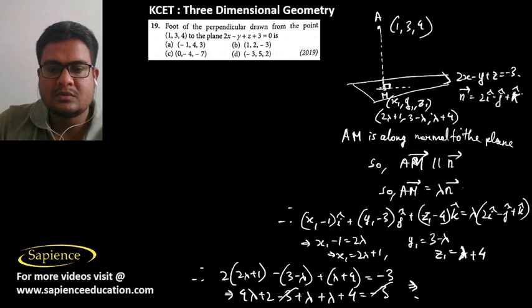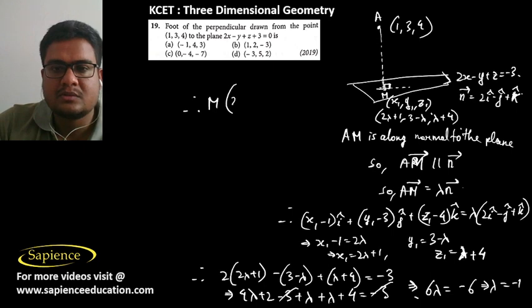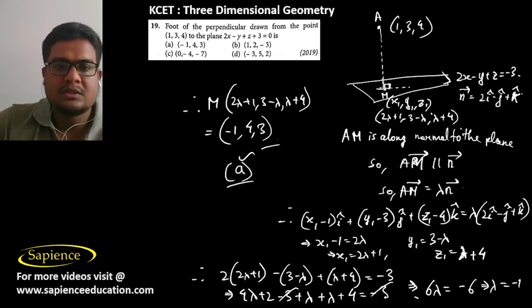Then this is 6 lambda plus 6, that is equal to 0. So 6 lambda is equal to minus 6. So lambda equal to minus 1. Therefore the required coordinates of the foot of the perpendicular M, 2 lambda plus 1, 3 minus lambda, lambda plus 4, that will be equal to minus 2 plus 1, that is minus 1, 3 plus 3 minus of minus 1, so 3 plus 1, that is 4, and minus 1 plus 4, that is 3. So it is (-1, 4, 3). So option A is the correct answer.